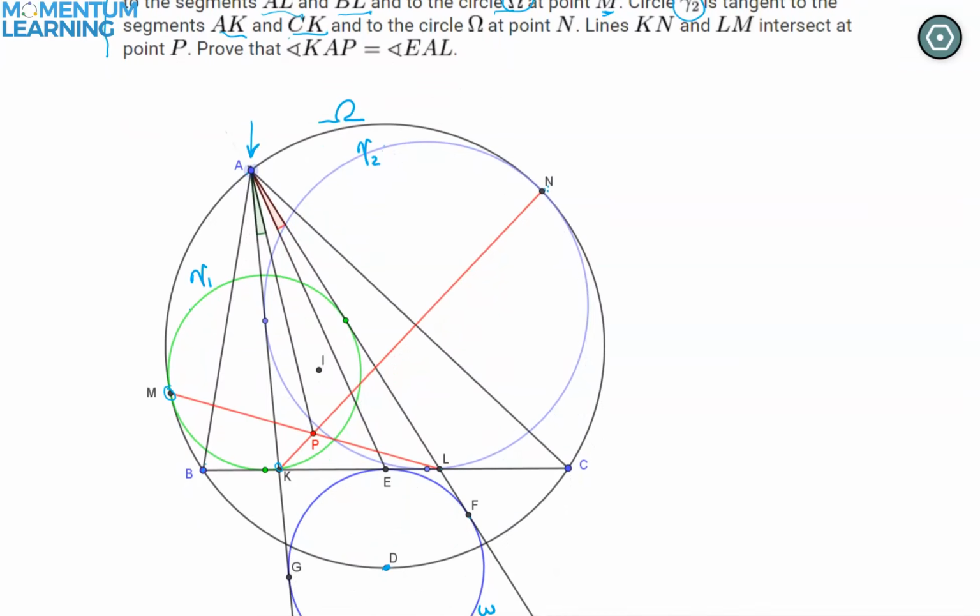Now the claim, that's what we need to prove: KN and LM, knowing that they intersect at the point P, those two red segments, prove that angle KAP and angle EAL measure the same. So this green angle and the red angle measure the same.